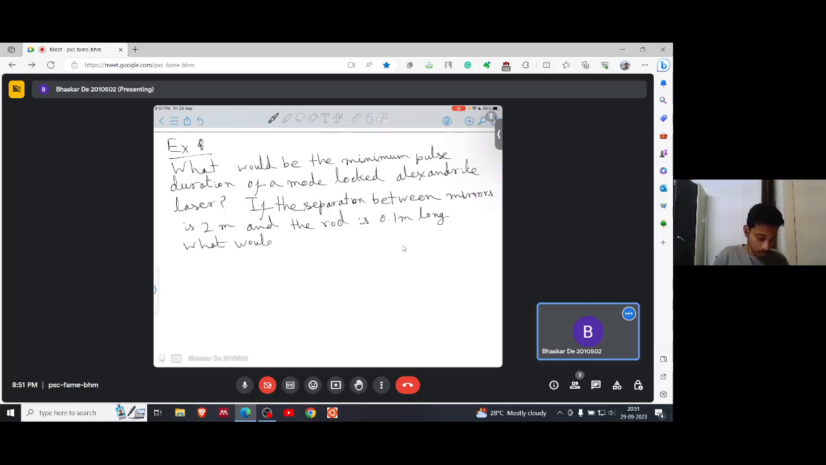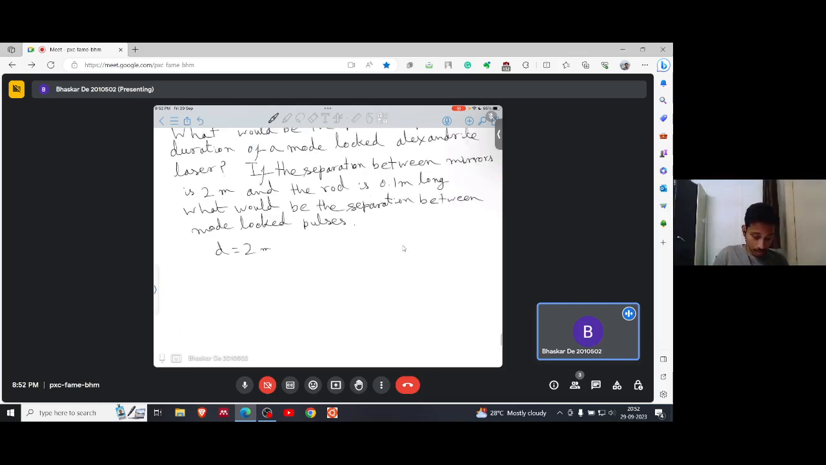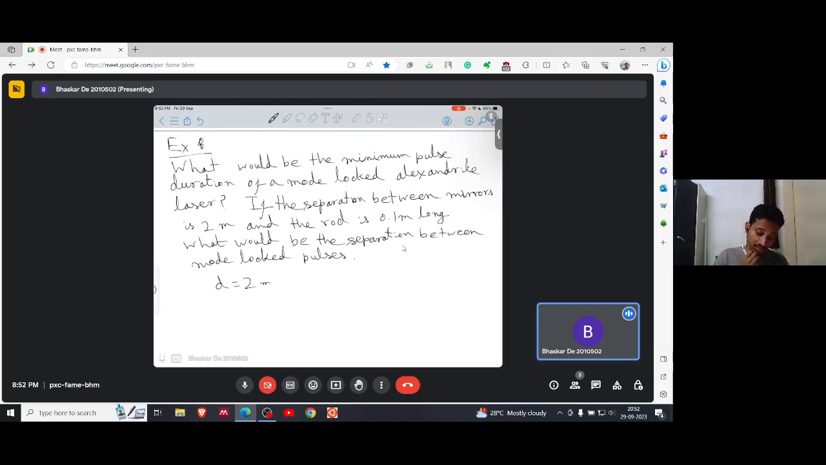What would be the separation between mode lock pulses? So in this problem the given data is... okay, I'll just read the problem again. What would be the minimum pulse duration of a mode locked Alexandrite laser, and if the separation between mirrors is 2 meter and the rod length is 0.1 meter, then what would be the separation between mode lock pulses?